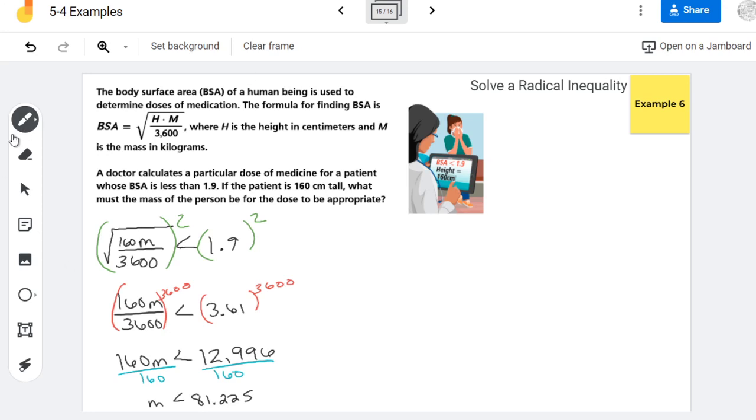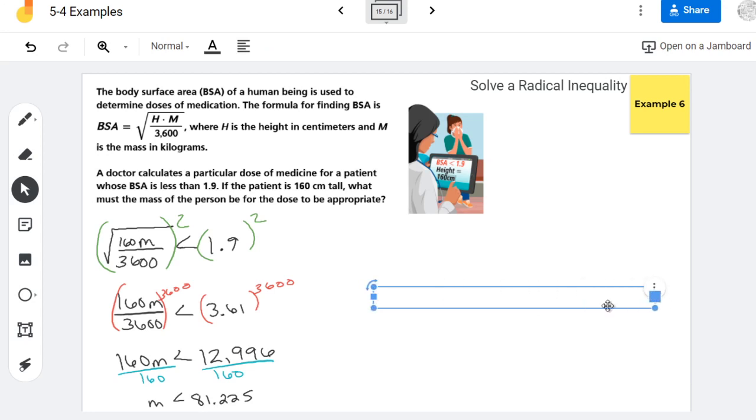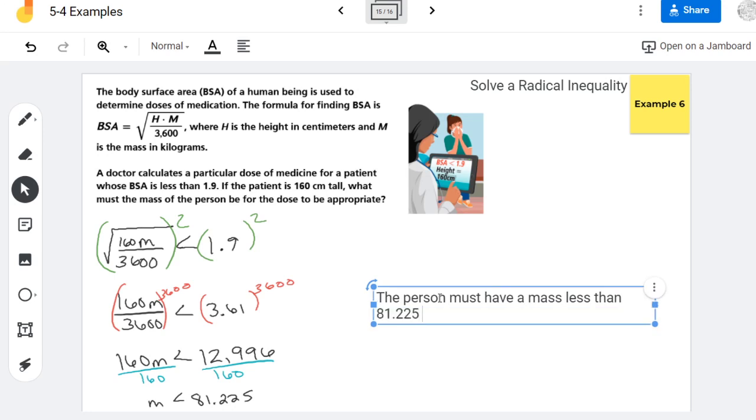Now remember, we are not animals, so we must answer word problems with word solutions. So, the person must have a mass less than, right? Less than because of that inequality there. 81.225. And what mass were they using? In kilograms. So we're going to answer it about kilograms.